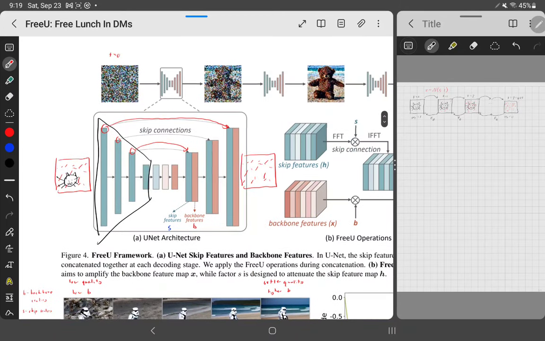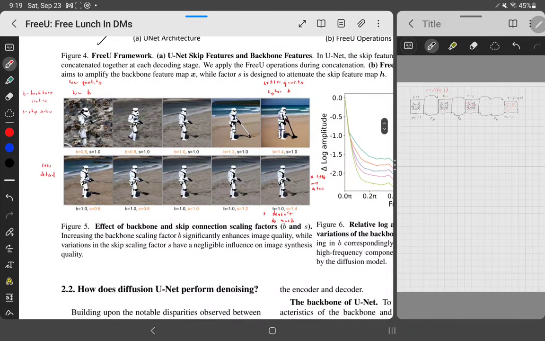They basically claim that you want less of the skip feature information. Now, let's say we have a way to decrease the skip feature information according to S. So S is going to be some scale factor that we have. Let's say that S equal to 1 means that we have 100% skip. So S equal to 1 is basically a normal UNet. You have your skip connection features like normal. And B equal to 1 is the same: you have your backbone features like normal, and B is basically your scale factor for your backbone.